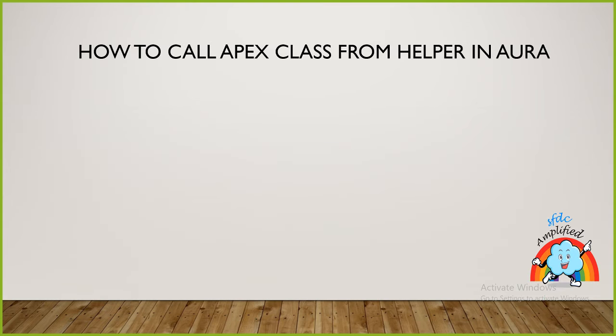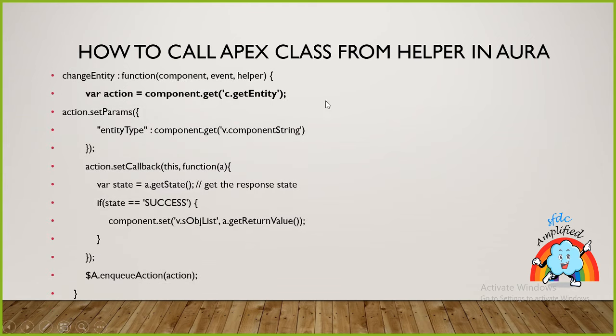Going to the next question. How to call an Apex class from a helper in Aura? Do you have any idea about it? No. Okay, so there's something called component.get, which is a method name. Whenever we are calling the method, we have to use this. That's how we are able to call.